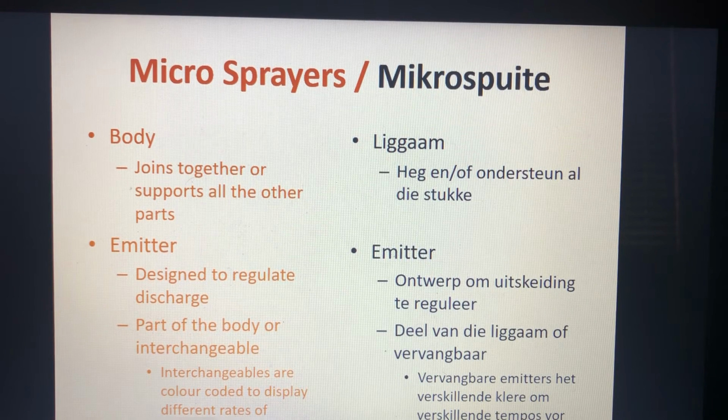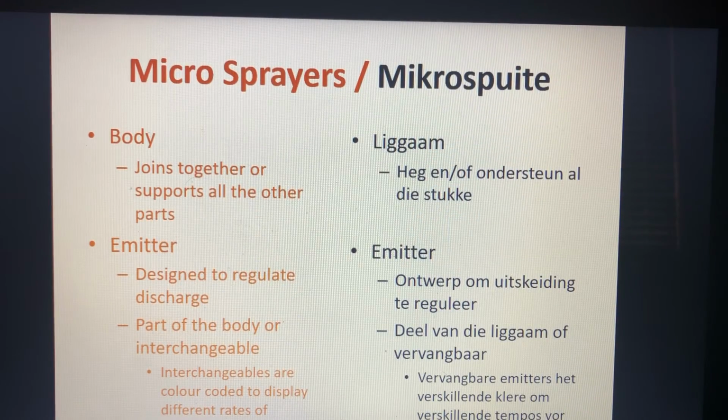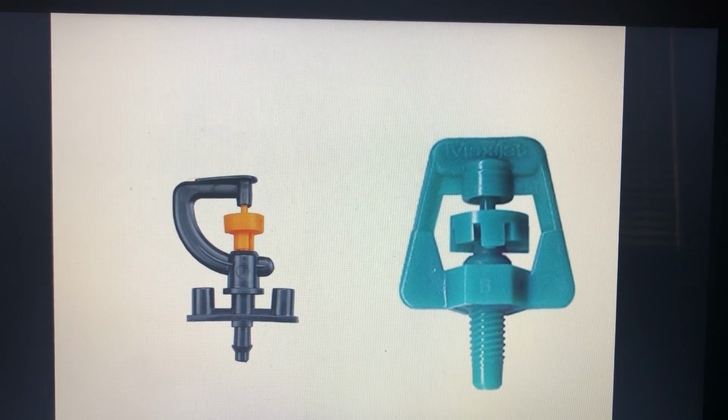The body supports and joins together the other parts, and then your emitter, which is designed to regulate discharge. So that means to wet a specific area, your droplet size, how quickly you want the water to move out of your lateral line, and all that kind of thing. That is what your emitter is for. And as I said, interchangeable, so different rates for different kinds of colors.